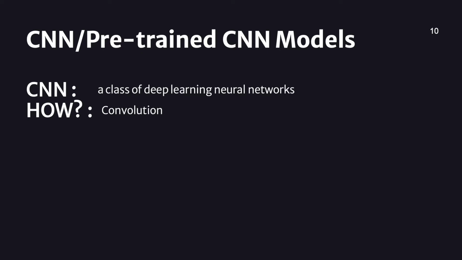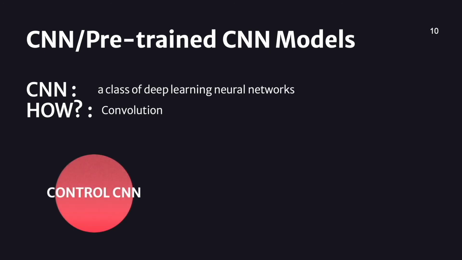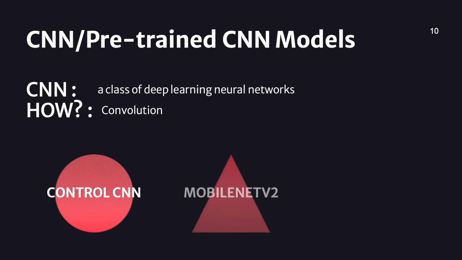It works with the process of applying convolution, which is essentially a weighted sum of the pixel values of the image as the window slides across the image. Turns out, this convolution process throughout an image with a weight matrix produces another image of the same size. We'll be talking about three convolutional neural network models. Firstly, control CNN. Second, MobileNet V2. And lastly, Inception ResNet.